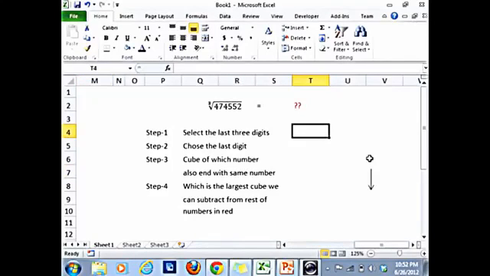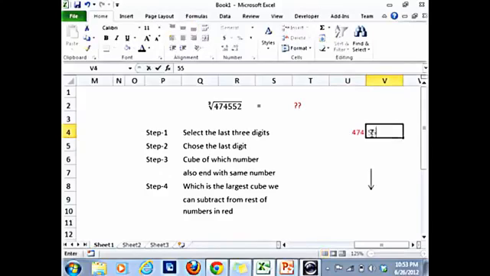Now I have 4 basic steps to get the cube root of a large number. First I need to select the last 3 digits of the number for which I want the cube root. Here I have 6 digits, so I will write 474 in red and 552 in blue.